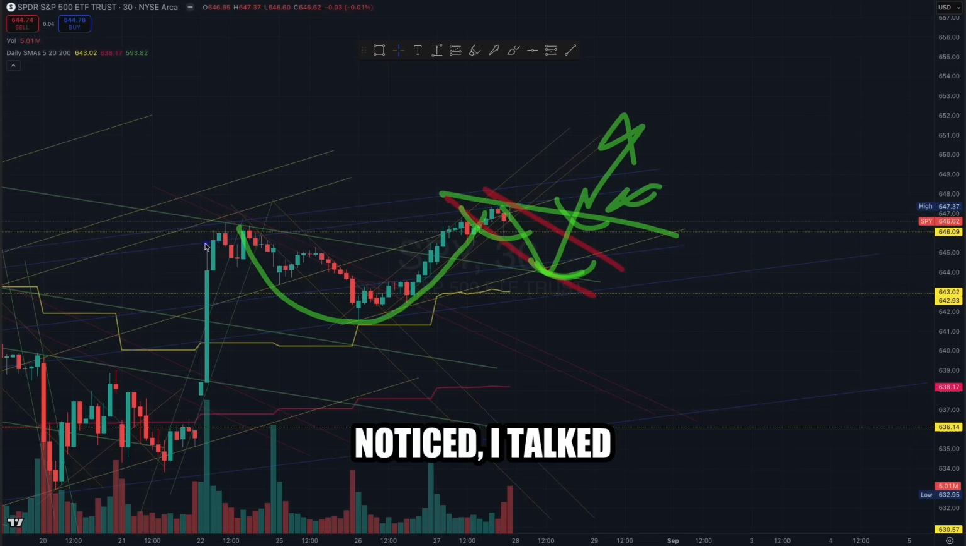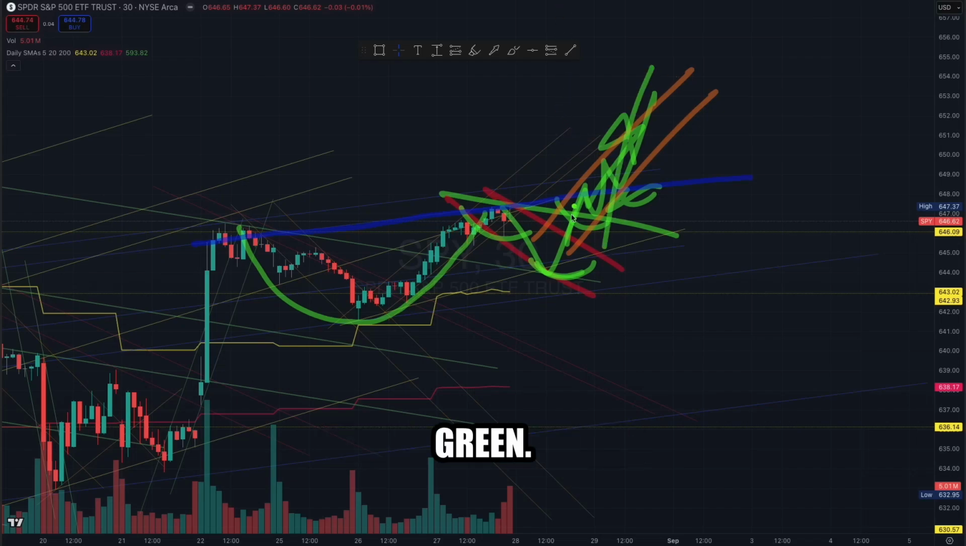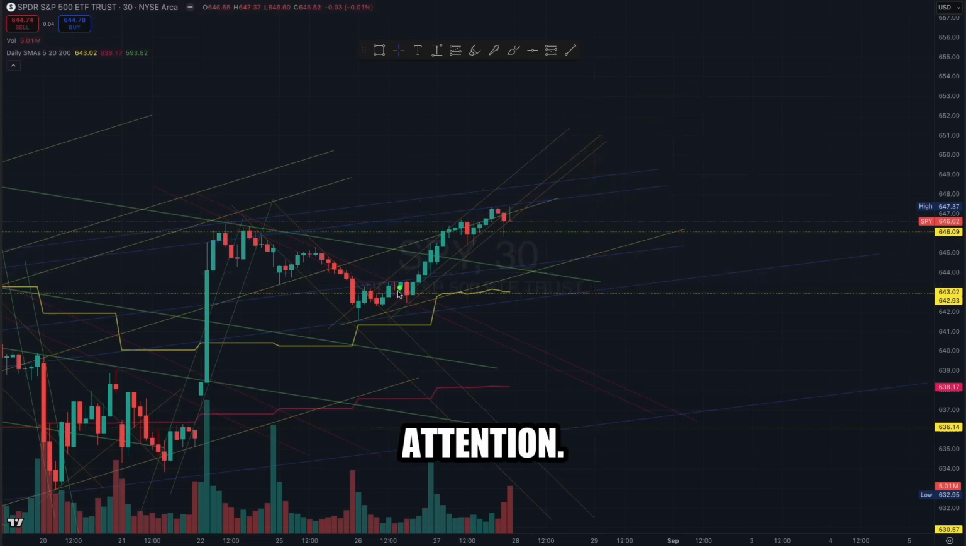If you've noticed, I talked about that blue algorithm, and you see the beautiful rejection of that blue algorithm. So if this wants to continue heading up, you need to look out for that breakout of the blue algorithm from that stronger buying continuation structure, whether it's orange here or a stronger green. So just pay close attention to that together with the blue algorithm. This is quite important. You have to pay close attention.